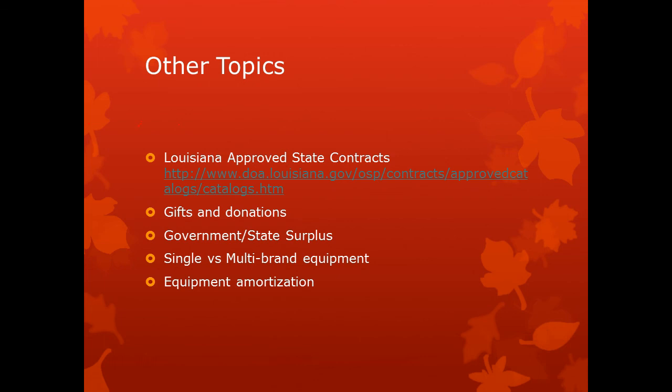Then finally, equipment amortization. Let's face it, equipment wears out, and we got to get rid of it. We kind of reach a point of diminishing returns if we keep fixing stuff that keeps getting broken. But sooner or later, we have to have some kind of plan in place of how we scrap and get rid of old, obsolete, broken equipment. So we'll talk more about that as time goes on.